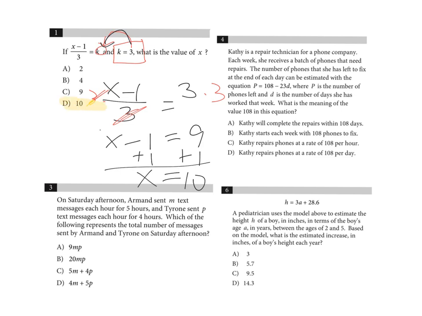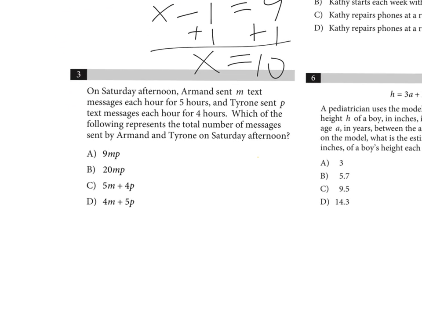Number 3. On a Saturday afternoon, Armand sent M text messages each hour for 5 hours. Tyrone sent P text messages each hour for 4 hours. Which of the following represents the total number of messages sent on Saturday afternoon? Well, here's what we're going to do. We're going to take the number of text messages and multiply it by the hours.